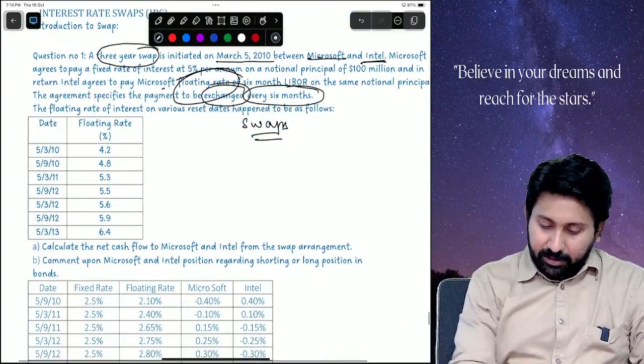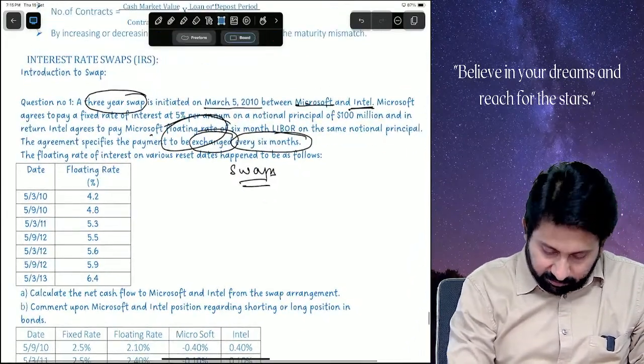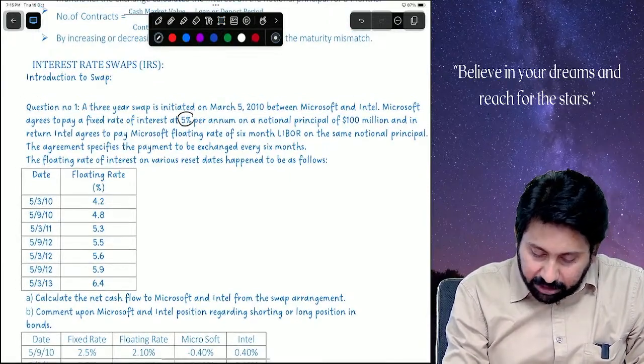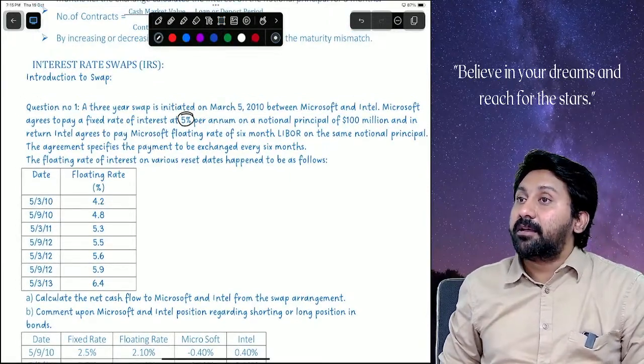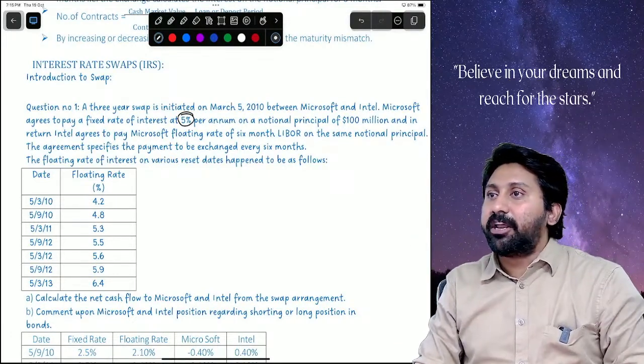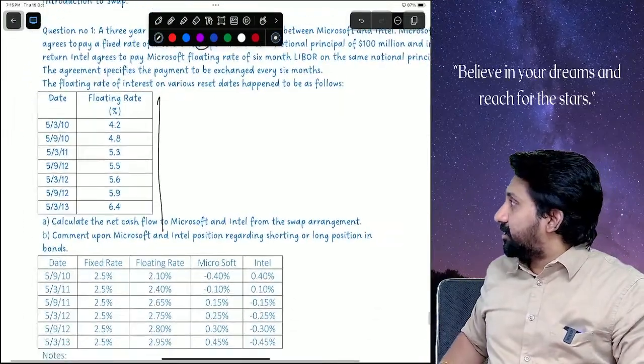Now, tell me, what is the floating rate? One second. What is the fixed rate of interest? Can you please tell me? 5%. Fixed rate means it will change or will not change? Will not change. Floating means will change or will not change? Therefore, they are changing.